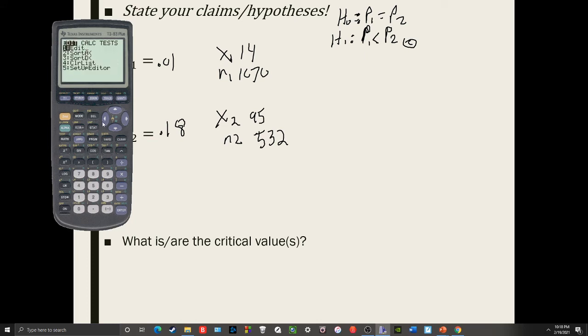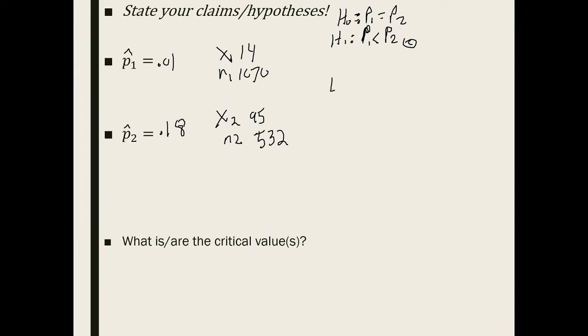So we go to stat, test, 2-PropZTest. We had 14 out of 1070 get the flu when they had the vaccine, and 95 out of 532 get the flu who had the placebo. And we're testing to see if p1 is less than p2. We're testing to see if p1 has a lower infection rate than p2. So my test stat, my TS, is negative 12.34.